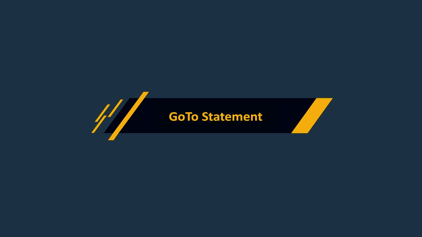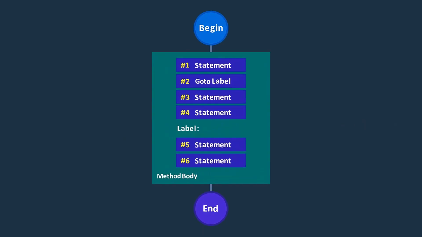Hello everyone, welcome back. In this lecture, we're gonna discuss the goto statement. This statement transfers control to a statement that is marked by a label. A label is a valid identifier followed by a colon. It can be used to create unconditional jumps or loops.